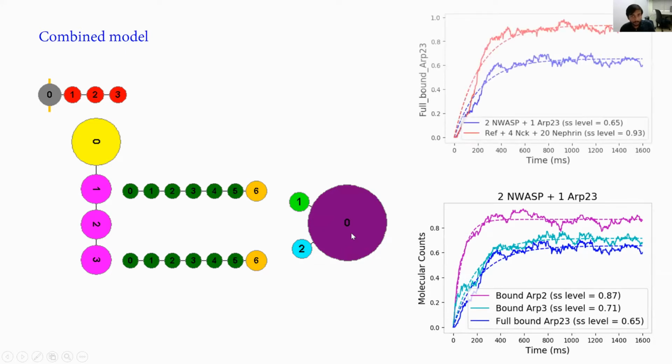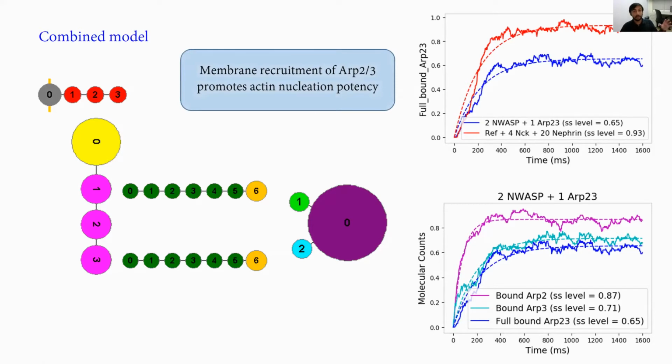But look what happens when I include the nephrin and NCK molecules in the system. That fully bound fraction shoots up to 93%. So this suggests that when you recruit all this machinery near the membrane, due to this effective high local concentration, you are essentially promoting the actin nucleation potential of the ARP2/3.